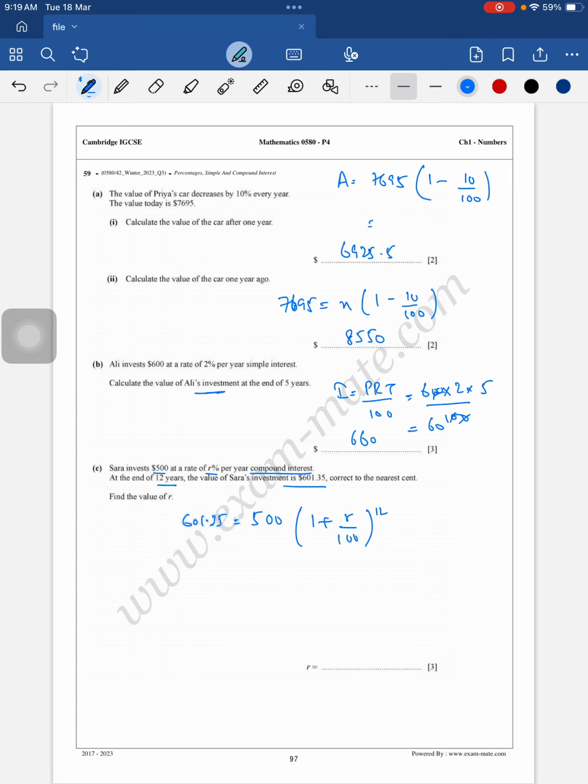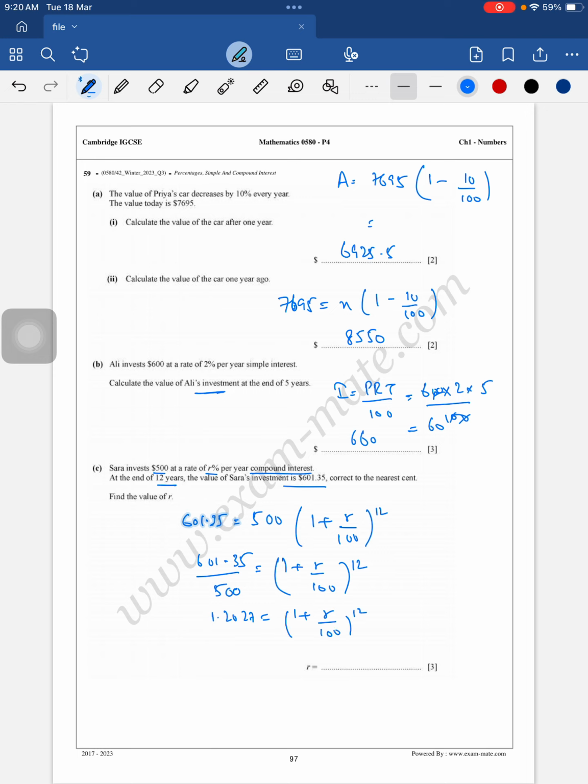Clear? So 601.35 upon 500, equals 1 plus r upon 100 power 12. 601.35 upon 500 is 1.2027, which is equal to 1 plus r upon 100 power 12.